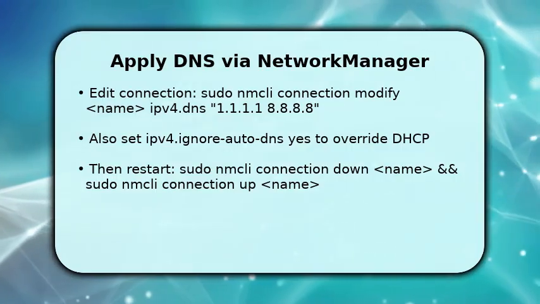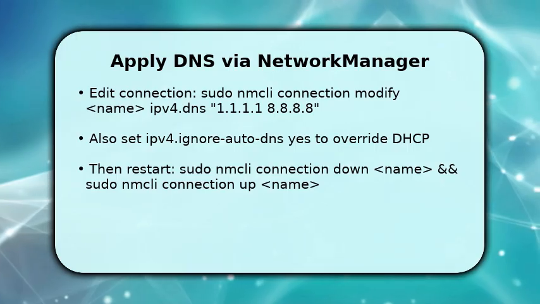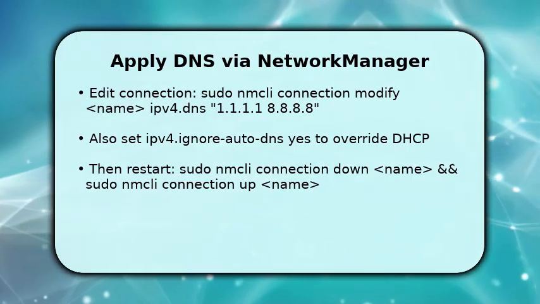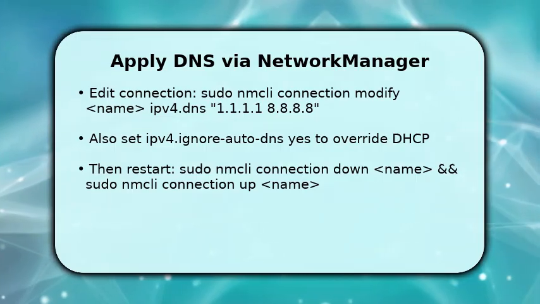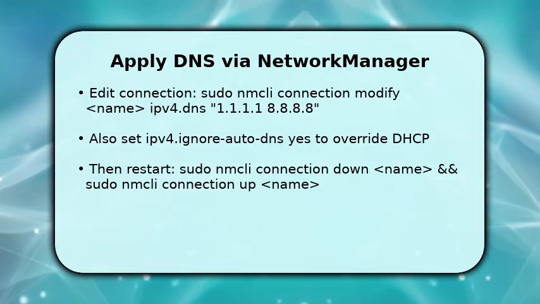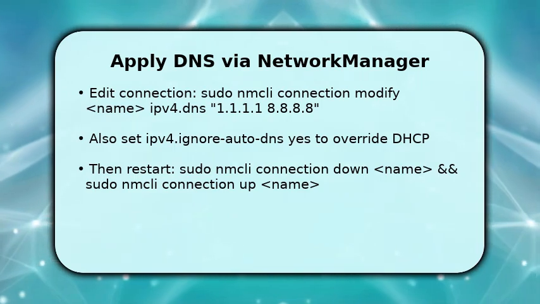After saving the change, bring the connection down and back up to apply settings immediately. If using a GUI, the same fields exist in the connection editor. Make the switch there and apply. Confirm with nmcli dev show | grep DNS.